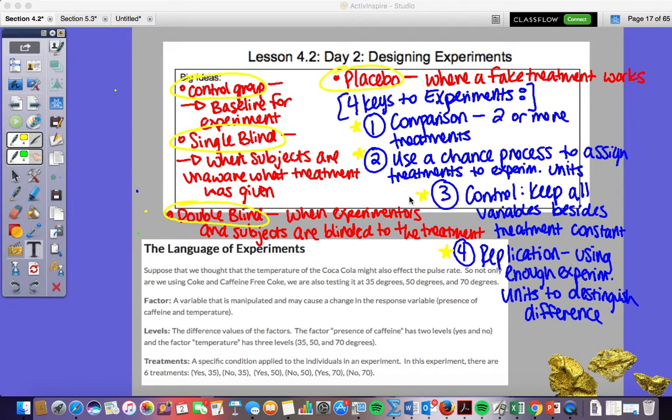Hey y'all, this is podcast 4.2 B into C, so we're going to look at that today. Just a heads up there.